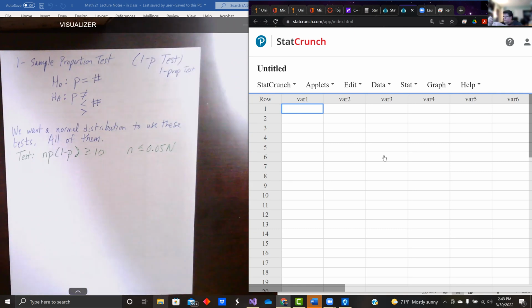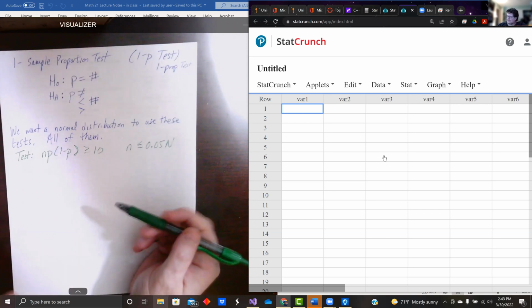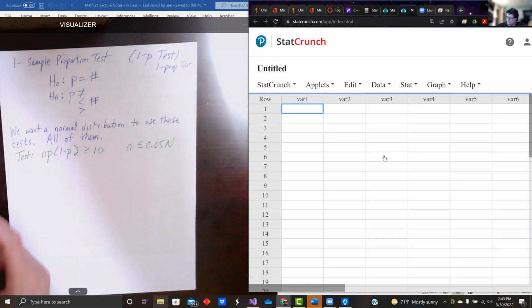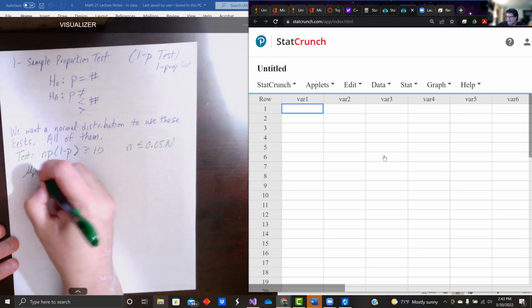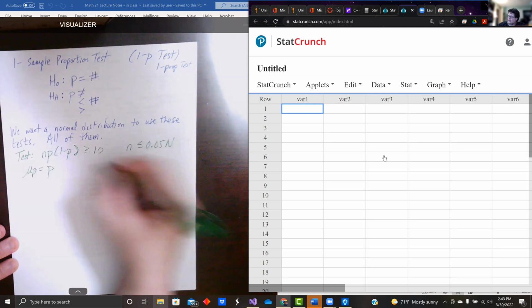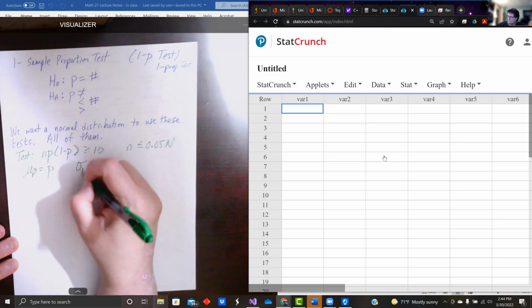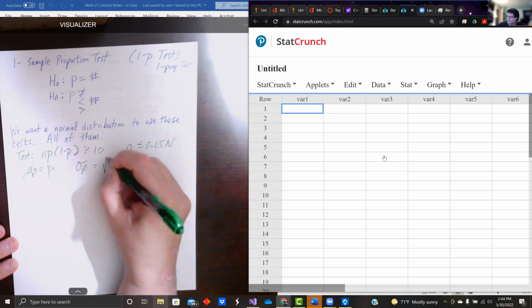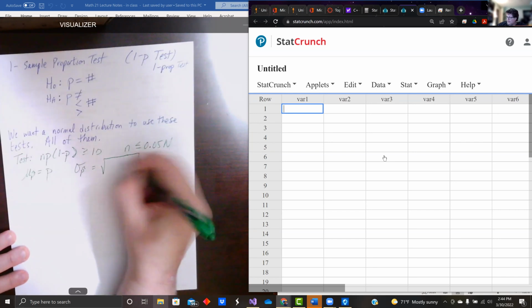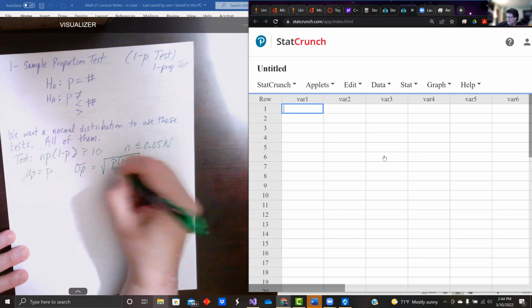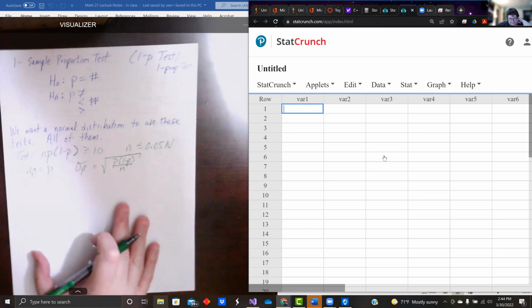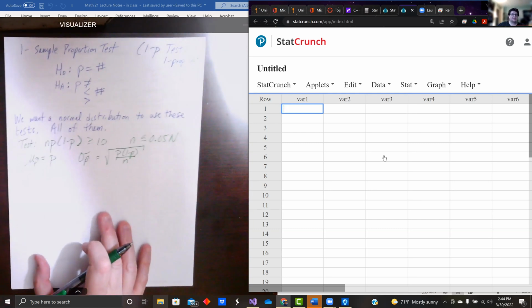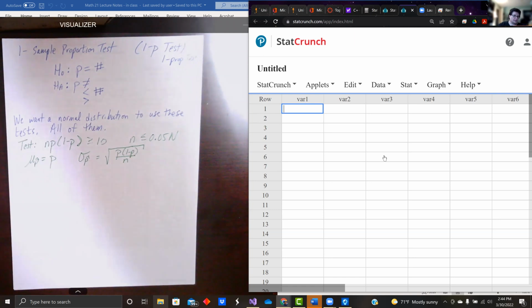There we go. And also recall for this, these aren't the tests, but these are what the values are. Mu of p hat is just p, and sigma of p hat is the square root of p times 1 minus p over n if we need it. Oftentimes we don't. The computer will do a lot of this work.